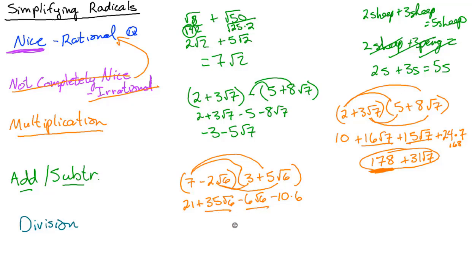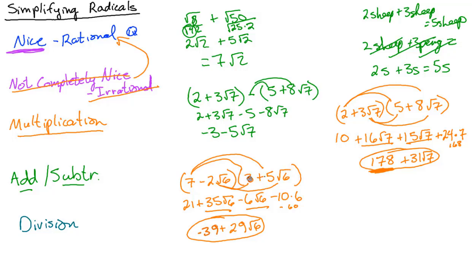We have 35 minus 6 is 29 square roots of 6. And that's how it's said: we have 29 of those square roots of 6. And we have 21 minus 60 is what that is. 10 times 6 is 60. So 21 minus 60 would be negative 39 plus 29 square roots of 6. Excellent. That's how multiplication and addition and subtraction kind of work together.